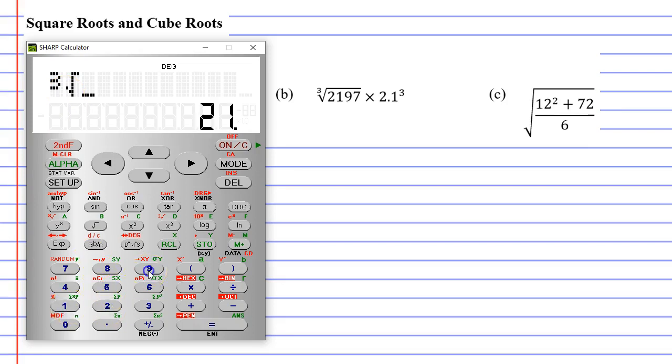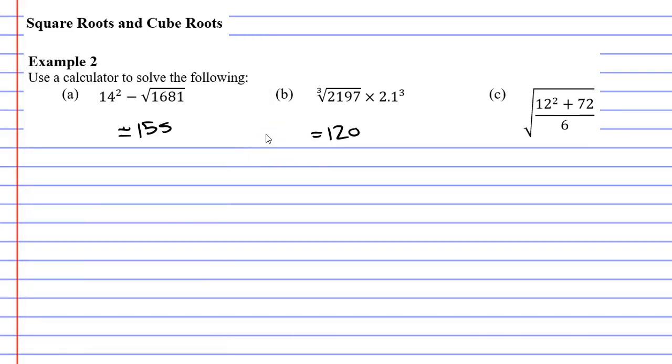Then the number 2197, and then we're going to multiply that by 2.1 cubed. So 2.1, and we've got an x cubed button there. That gives us 120.393. 120.393.